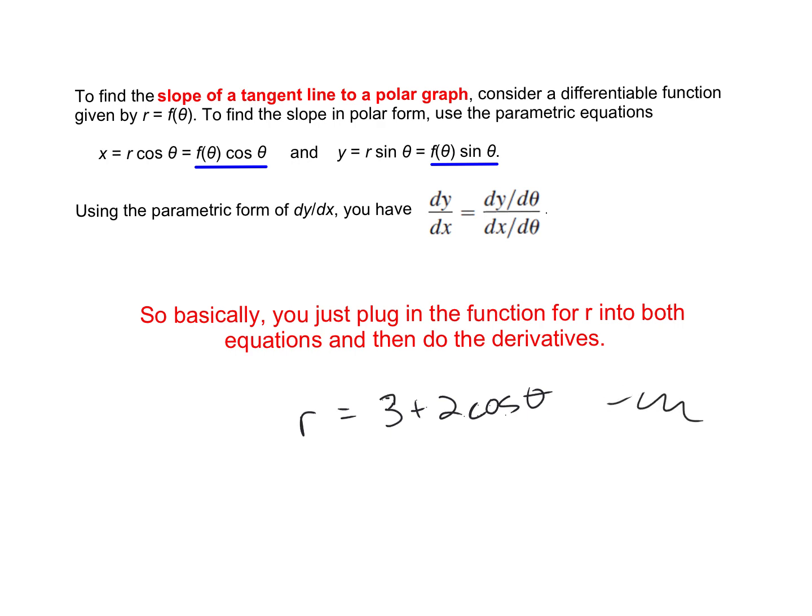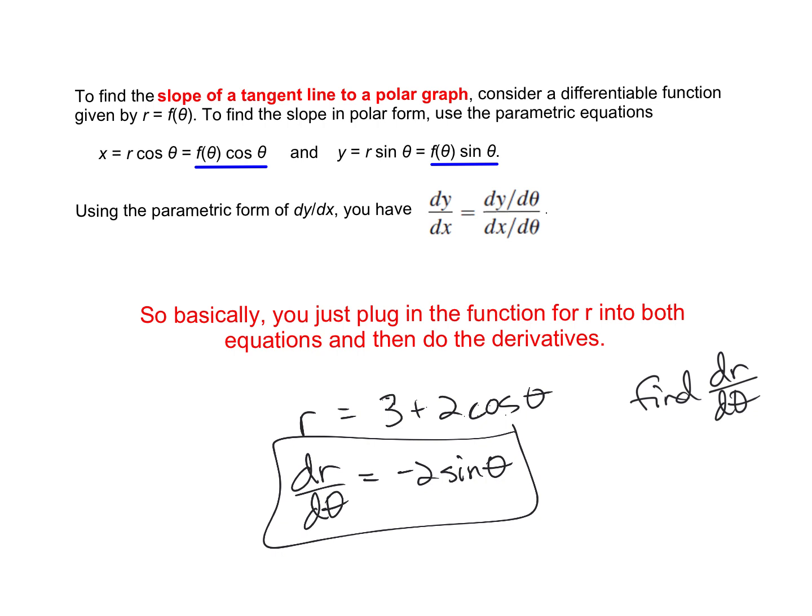Anyway, so let's say I give you this, and they say find dr d theta. Don't you just do the derivative? Because it's with respect to theta. You want the derivative of r, so you just do derivative of 3 is 0. Derivative of 2 cosine of theta is negative 2 sine of theta, and you'd be done, right? And maybe they'd give you an r theta point, and you could plug it in and find values, maybe a value of theta that they want you to do this at. You could do all that kind of stuff.